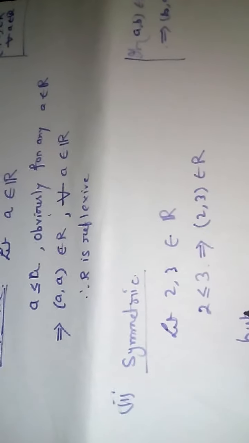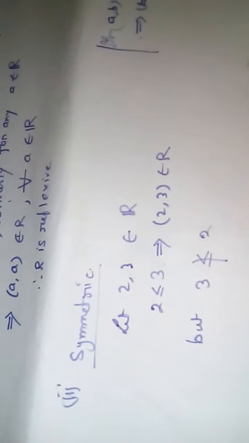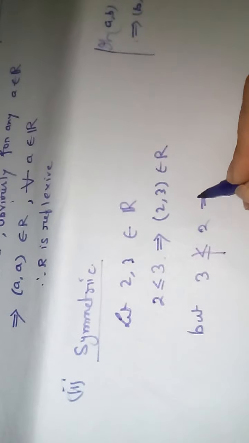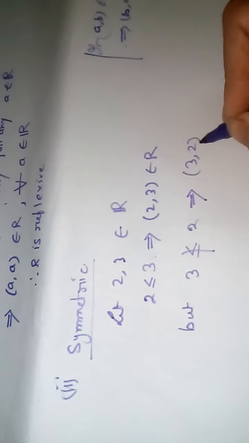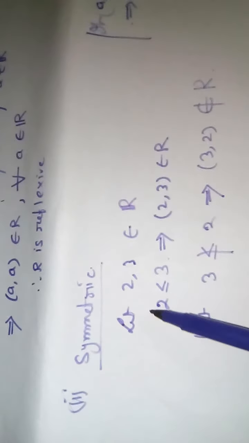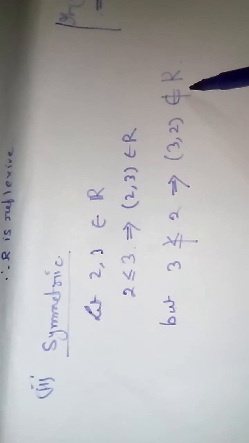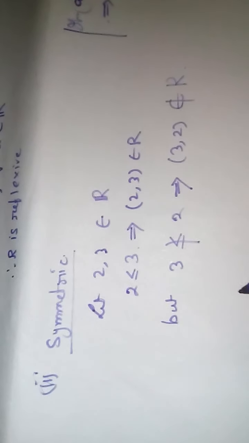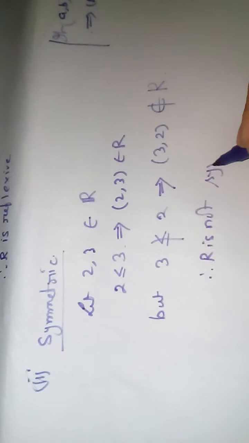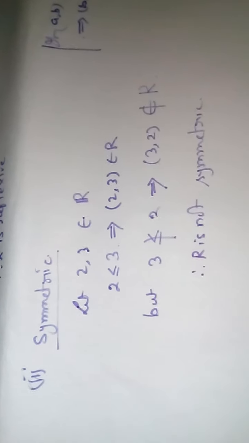But what we'll get? 3 is not less than 2. 3 টো ওলোটাই দিলো. 3 is not less than 2. So what is your conclusion? It gives you 3, 2 does not belong to R. So we have taken an ordered pair 2, 3 belongs to R, but we see here that 3, 2 is not in R. So what is your conclusion? Therefore R is not symmetric. Is it clear? Okay.